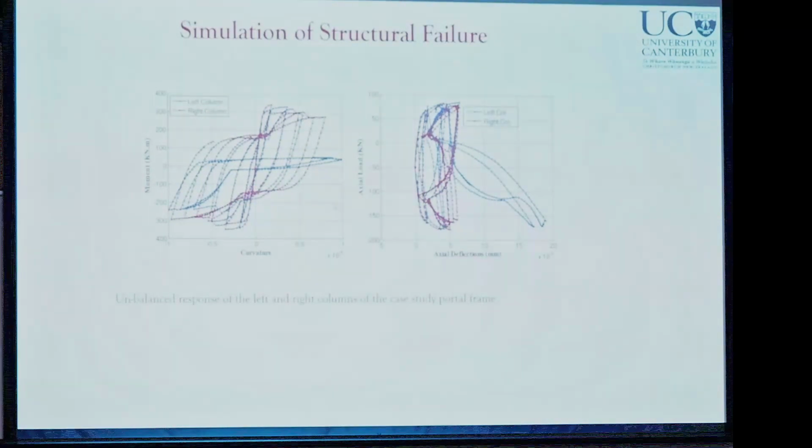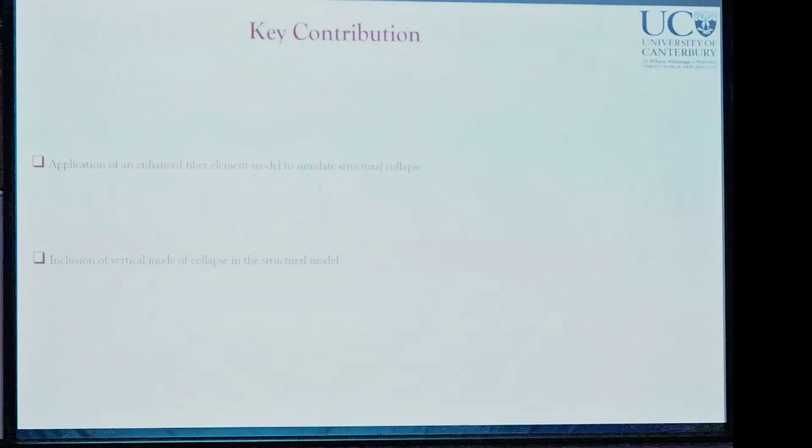These two curves again are showing the moment curvature and axial load deflection variation between the two columns of that symmetric portal frame. We can see that throughout the analysis that has varied, and that has been captured by the structural model. The key contribution in this part of the research is that we haven't proposed a new structural model. We have simply used the models existing in the literature, which have been extensively verified through experiments, and we have shown application of a fiber element modeling technique, particularly for simulation of collapse, both sideways mode of collapse and also vertical collapse. So in fact, we have also included vertical mode of collapse in the structural model.